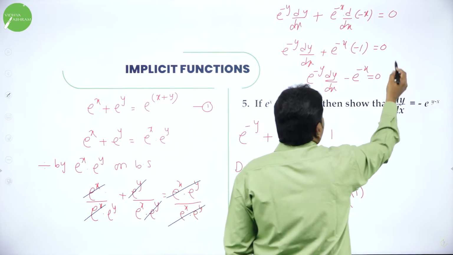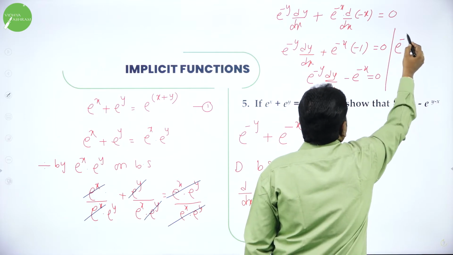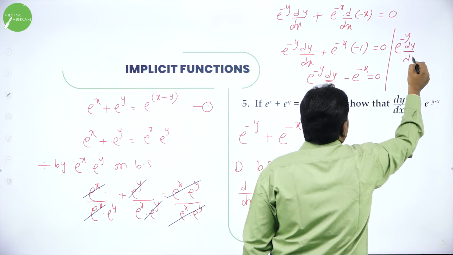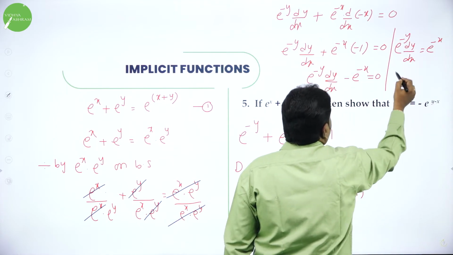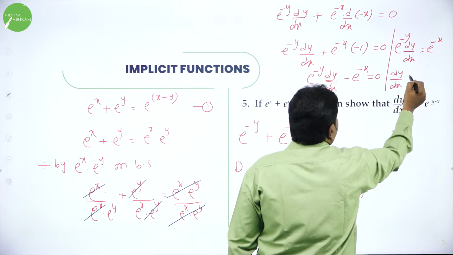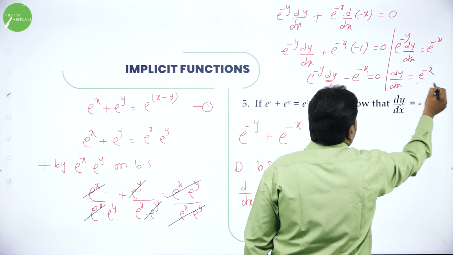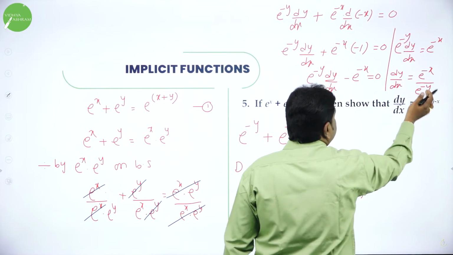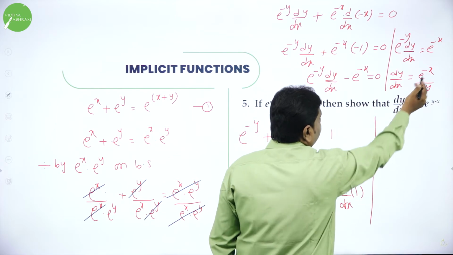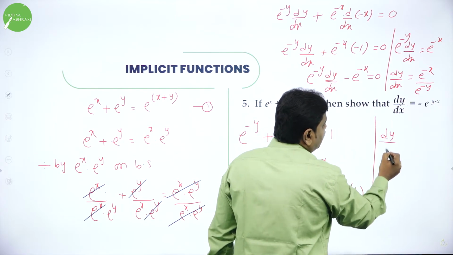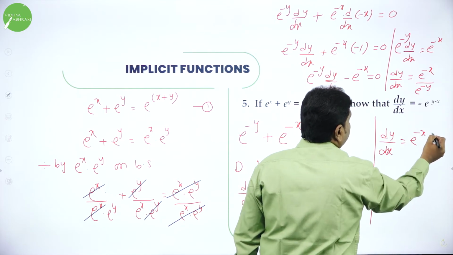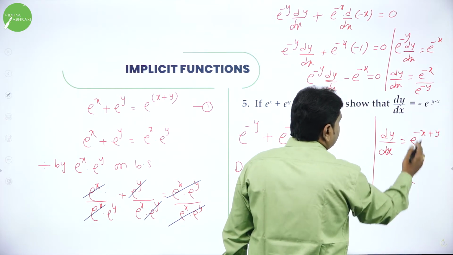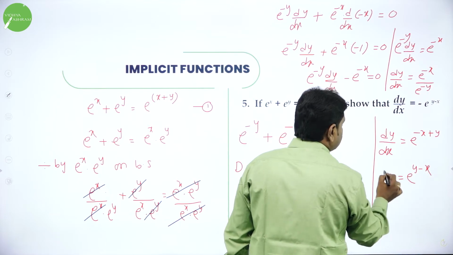Rearrange it. That implies e power minus y into dy by dx is equal to, transferring this to that side, e power minus x, and dy by dx is exactly e power minus x divided by e power minus y; it comes to this side and becomes divided by. Further if you observe, it is in the form a power m by a power n. A power m by a power n can be written as a power m minus n, so minus x minus of minus y, which becomes plus y. So I can write minus x plus y, or y minus x, hence the proof.